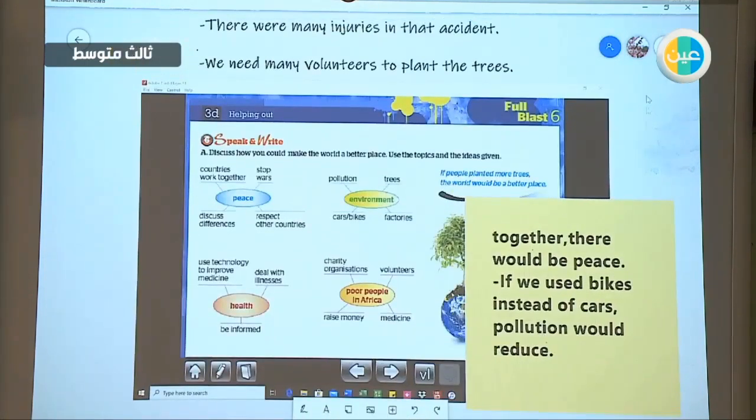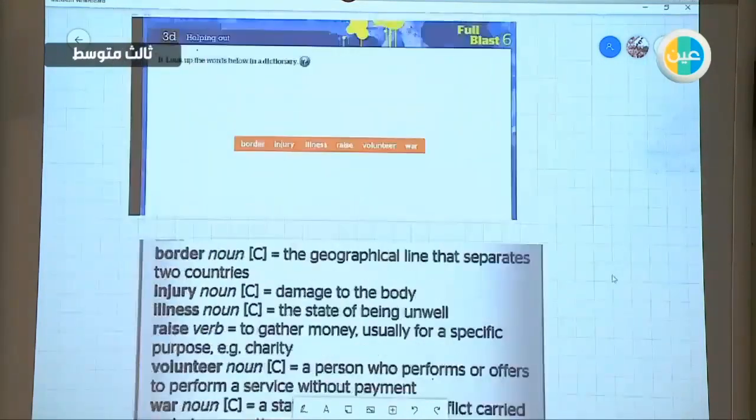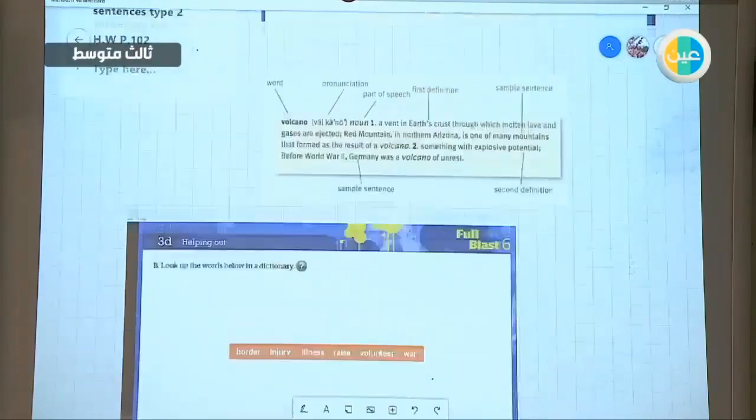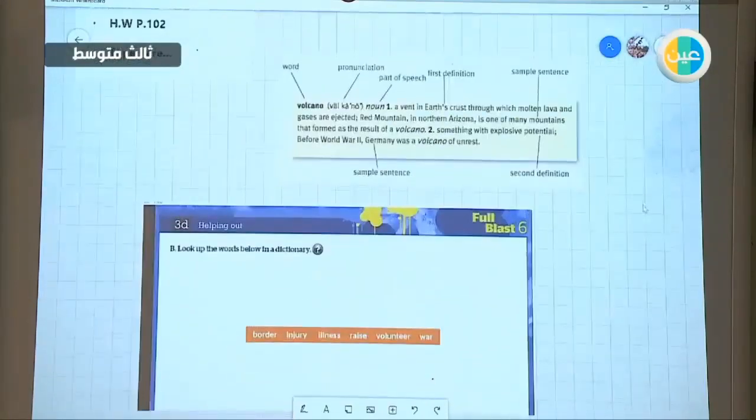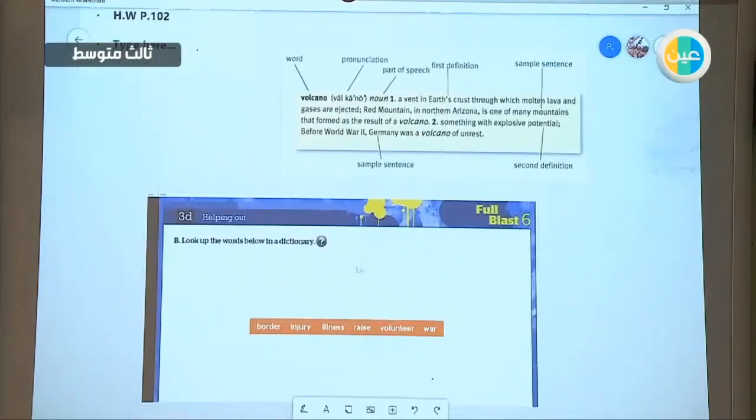We're going to move to the following task, which is B. I want you to use a dictionary to look up those six words in B. We're going to look them up in a dictionary. You can use an ordinary dictionary, a textbook dictionary, and you're going to find the word like this.